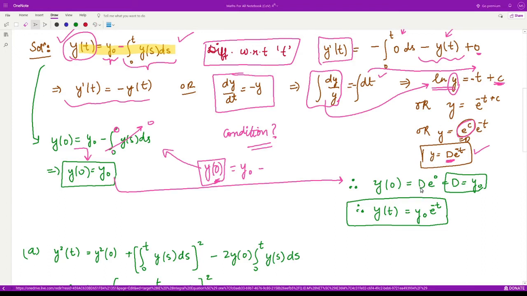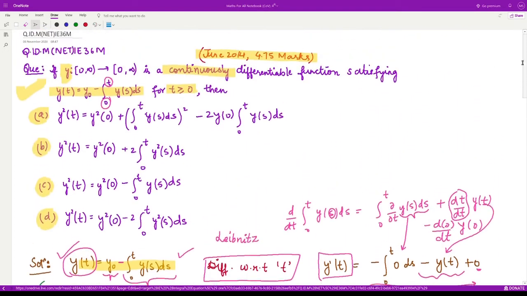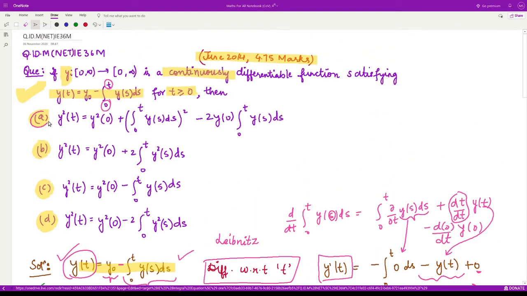it will be d into e to the power 0, that would simply be 1. So d would be equal to y naught, because y of 0 is equal to y naught. Therefore our function becomes this. Now for this solution, we must check which among these 4 is the correct option, right? So let us check it one by one.